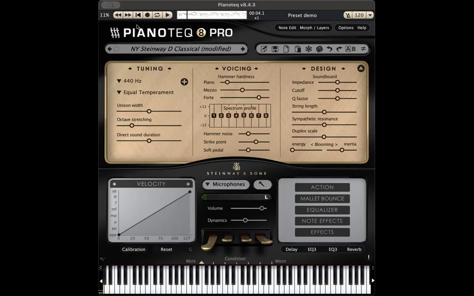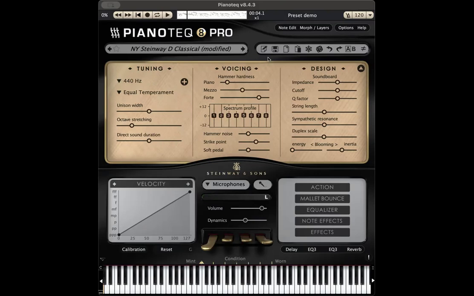So here we have the Steinway D Classical. You can adjust several parameters, such as the tuning. You can change the temperament. You can change parameters related to voicing, such as the hammer hardness, the hammer noise, the strike point. And you can also change physical parameters.